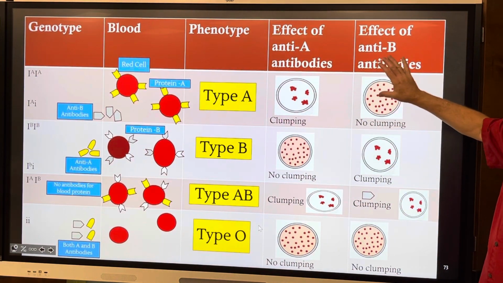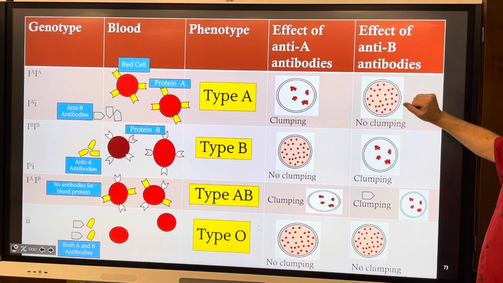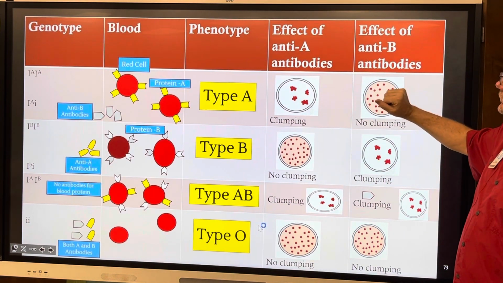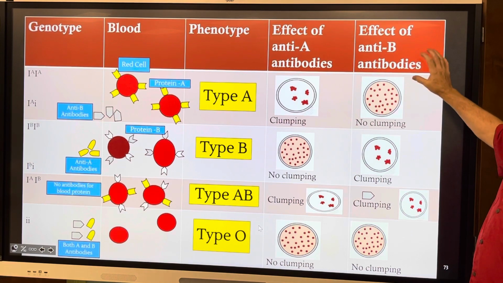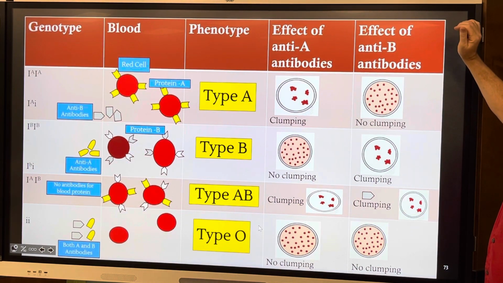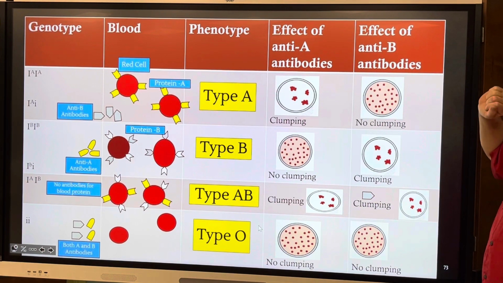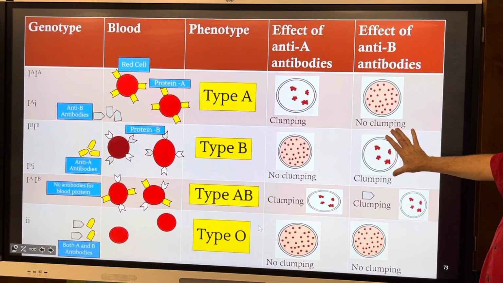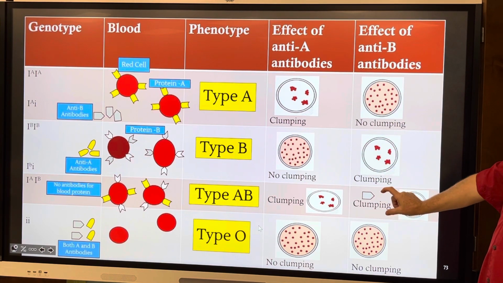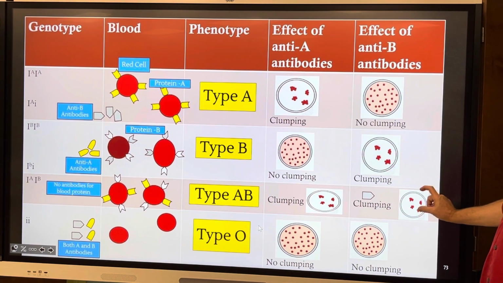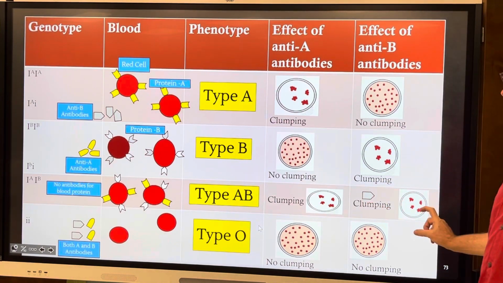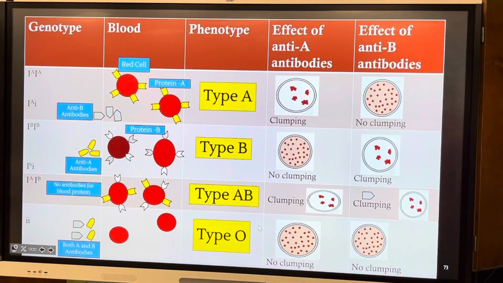Type A can only get type A. Although if it gets type B, it will clump. And same here, reverse, opposite. Type AB can only accept type AB. If it gets either one, it will clump.